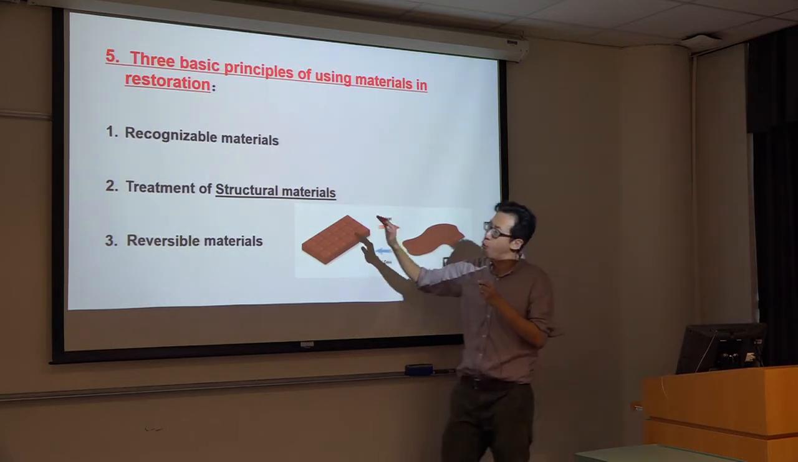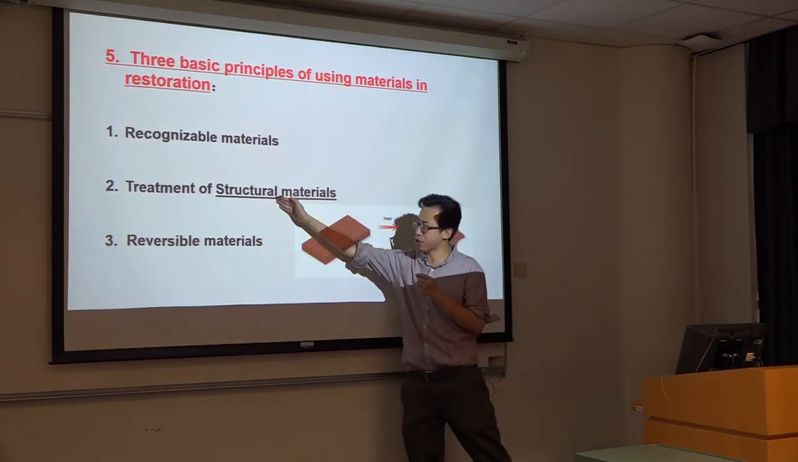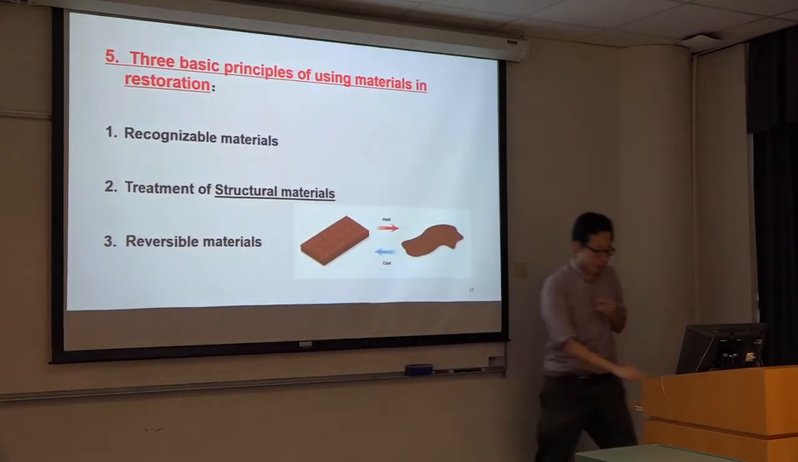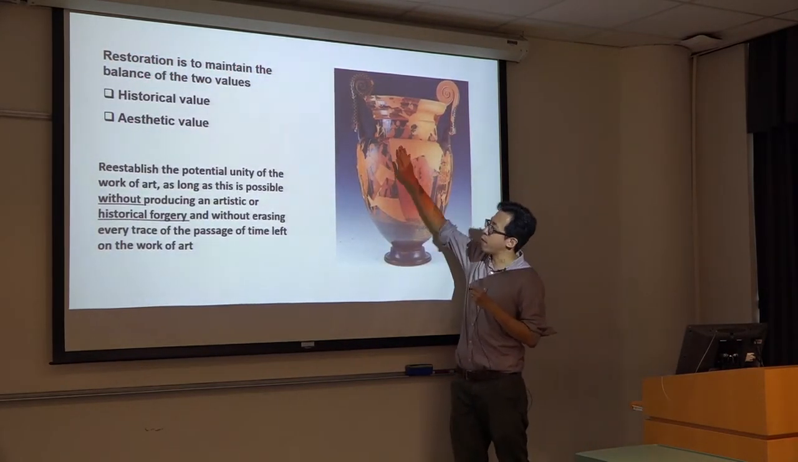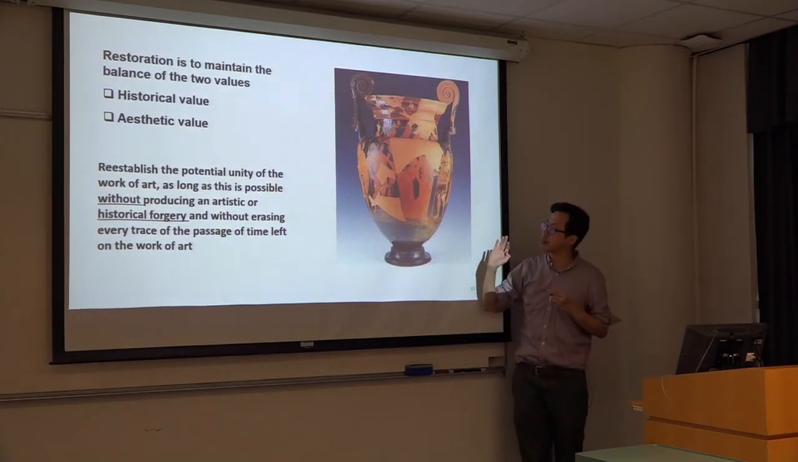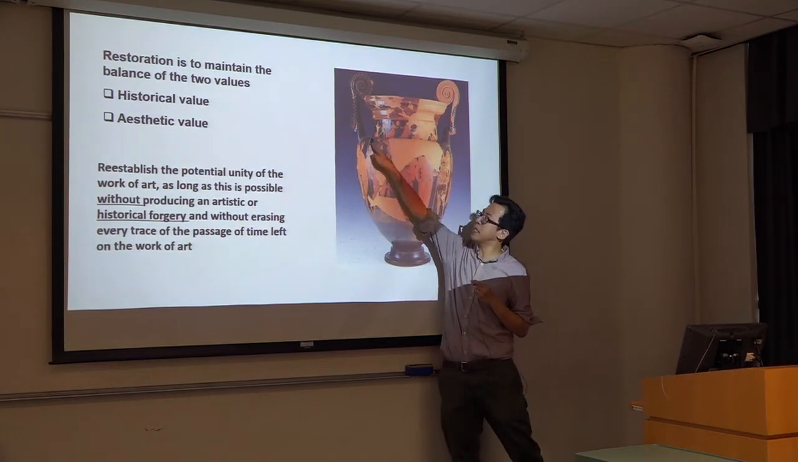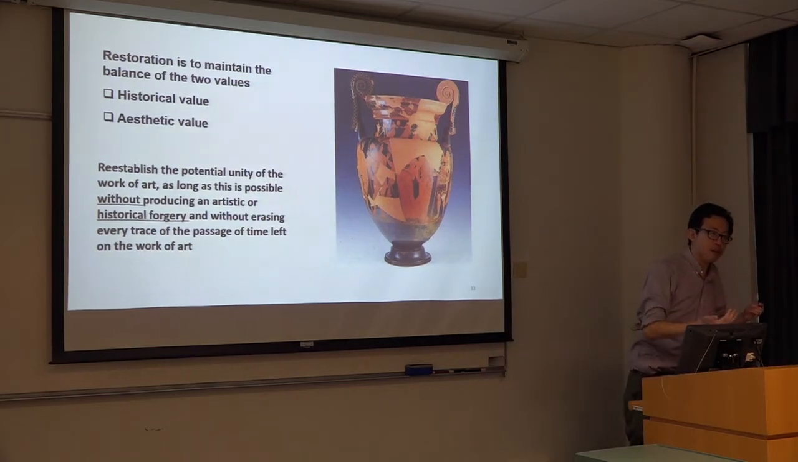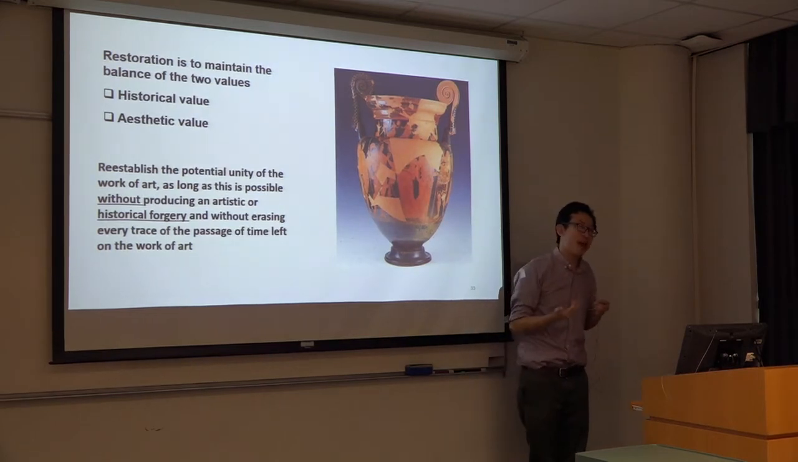First, they must be recognizable. Second, they have to be primarily related to structure. And the third one is very critical: reversible. I will explain what that is. For instance, it has to be recognizable. You cannot use colors or materials that look similar, so that the audience cannot differentiate which part was original and which part was new. So you have to use material with quite a different color to indicate which part is new, right?